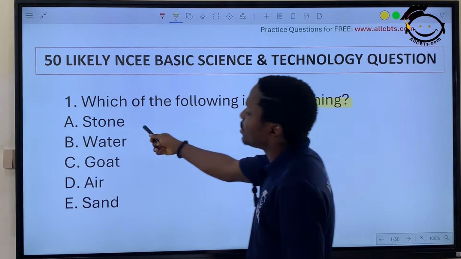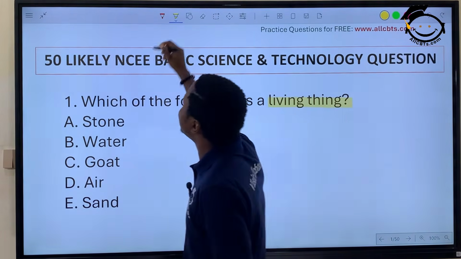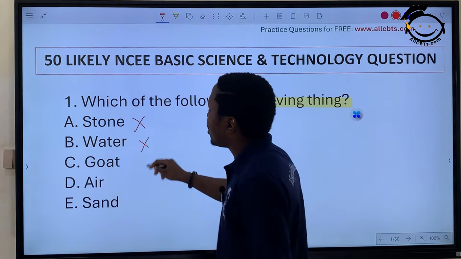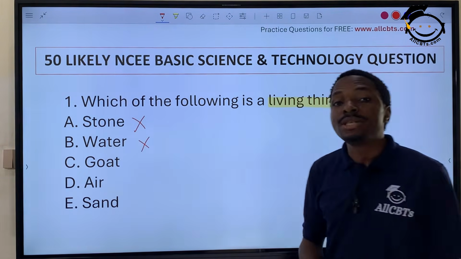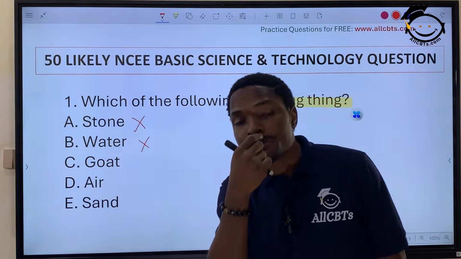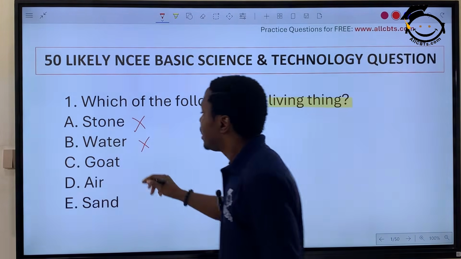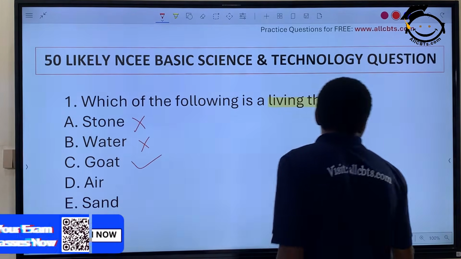Now we have stone. Is stone a living thing? Does stone breathe? No. Okay. Water? No. Then you have goats. Yes, goat is a living thing. They take in air, taking in oxygen and releasing carbon dioxide. So goat is a living thing.